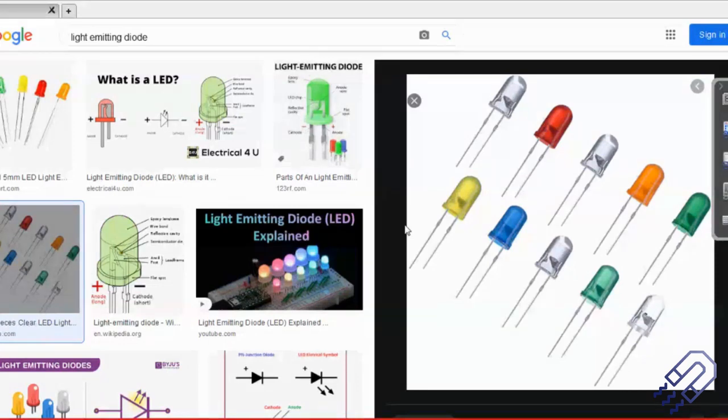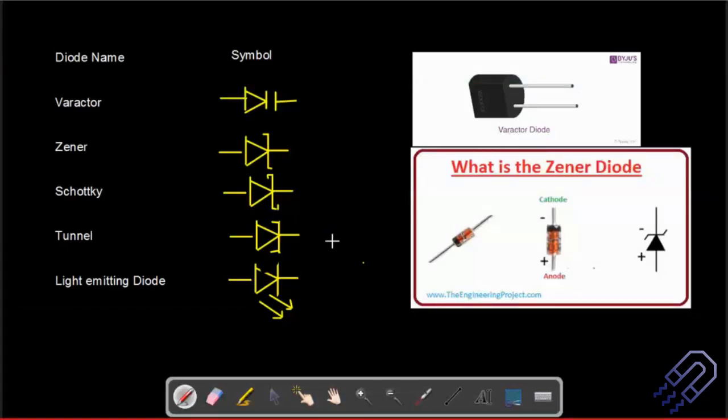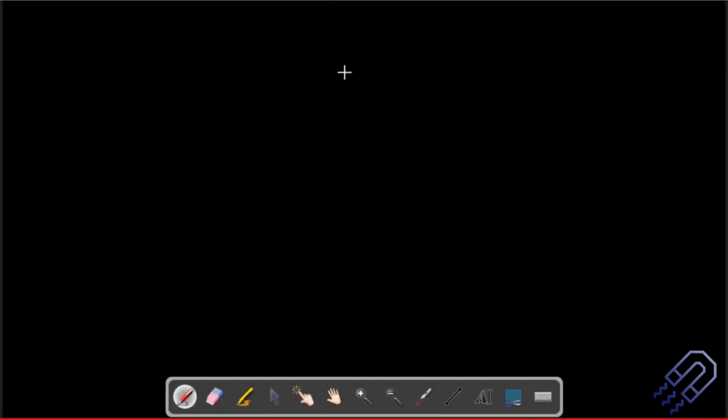So light emitting diode is a kind of revolution that has come across, because nowadays LED has reduced energy consumption to a very drastic level. That is very important to know about light emitting diode.